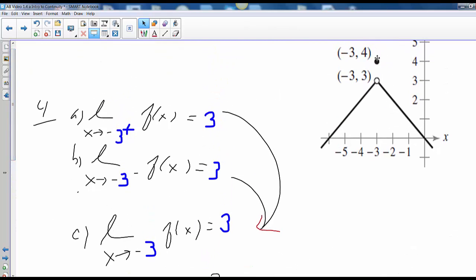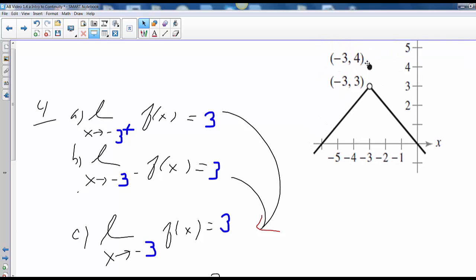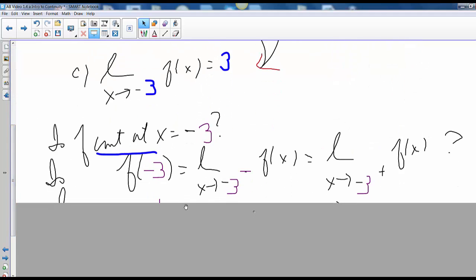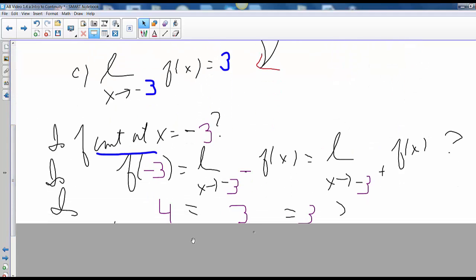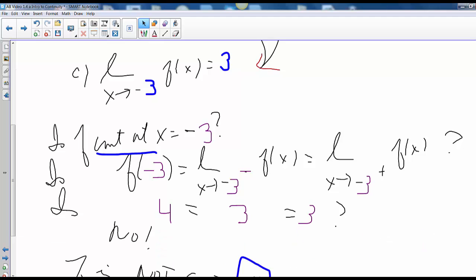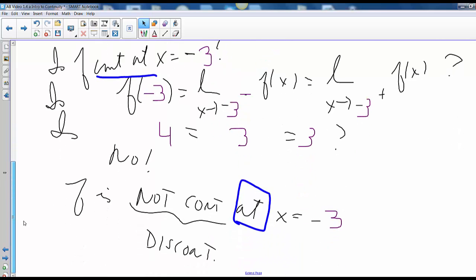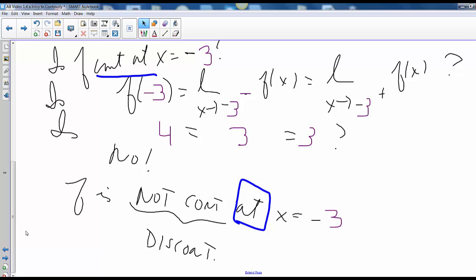So if we go back to the graph, and we look at what is f of negative 3, as you can see, the filled-in dot is at negative 3, 4. So f of negative 3 is 4. So we come down here, and of course the two one-sided limits were both 3. So what we have is the question, is 4 equal to 3 equal to 3? Of course the answer is no, it is not. And therefore this function is not continuous at x equals negative 3. Another way of saying it is to say that f of x is discontinuous at x equals negative 3.